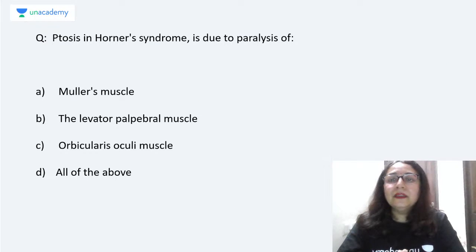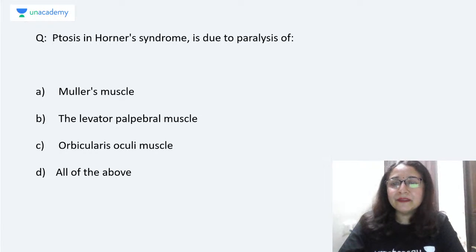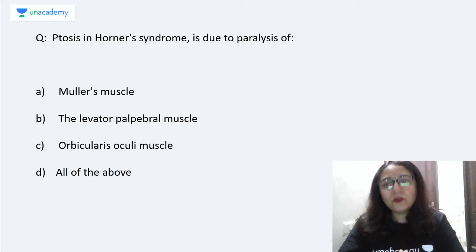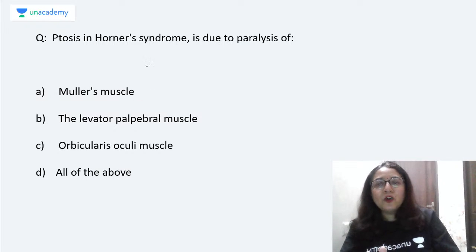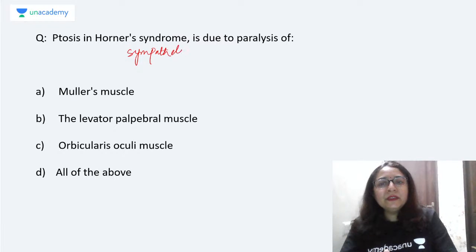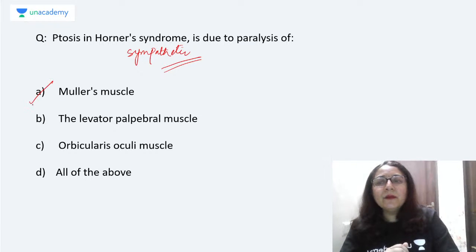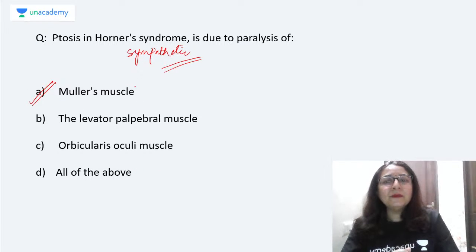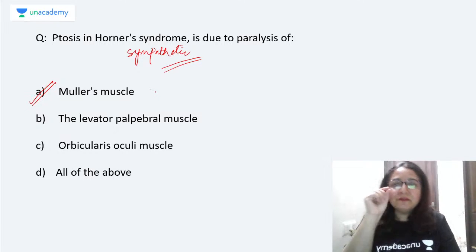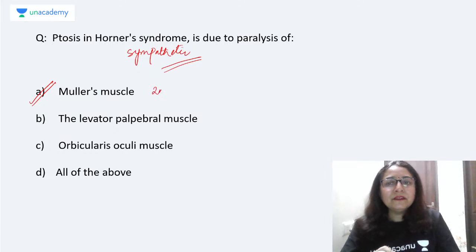Now, ptosis in Horner syndrome is due to paralysis of Muller muscle, levator palpebrae muscle, orbicularis oculi muscle, or all of the above. In Horner syndrome, we know the abnormality is in the sympathetic supply. Out of these, the muscle supplied by the sympathetic supply is your Muller muscle. So ptosis is mild because Muller muscle is a weak elevator of the upper lid, usually just about 2 millimeter ptosis is seen.